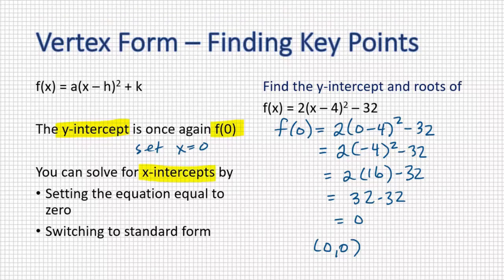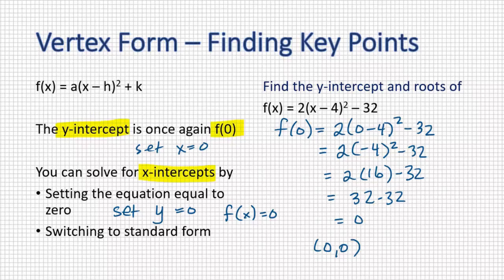To solve for the x-intercepts, set the equation equal to 0, which means that we're really setting y equal to 0. Or in function notation, f of x is being set to 0. We'll find it easier to solve for x if we convert our function to standard form, in other words, if we expand, and then either factor or use the quadratic formula.